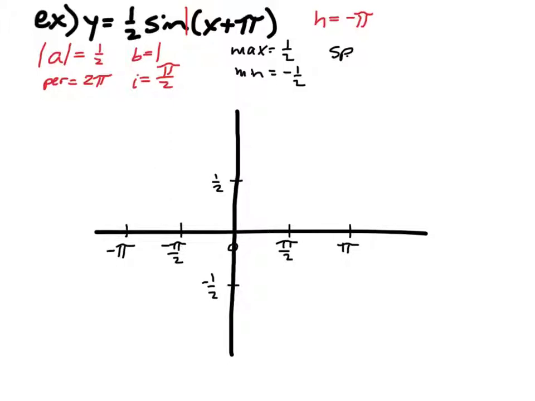Now the starting point, sine always starts on the midline. So this is going to start on 0. No, I'm sorry. That's the y coordinate. It always starts at h though. So negative pi and the height of 0. So it always starts at h, k.